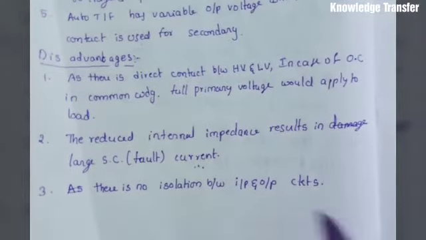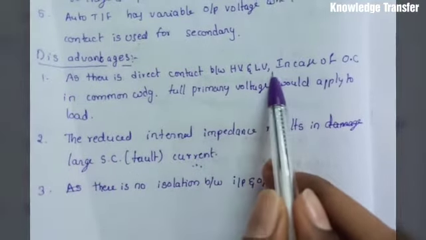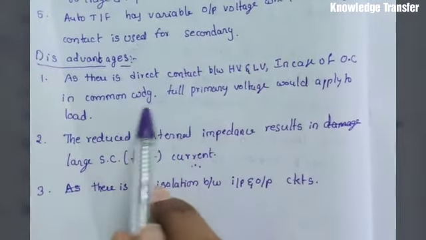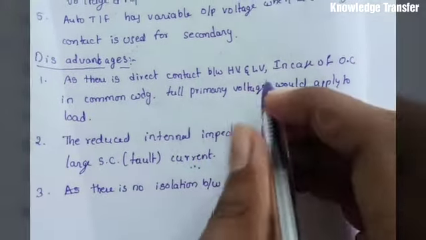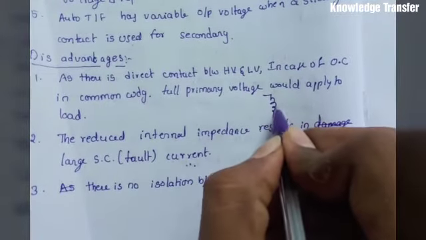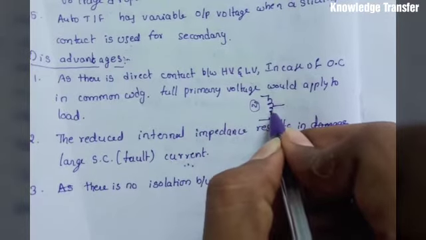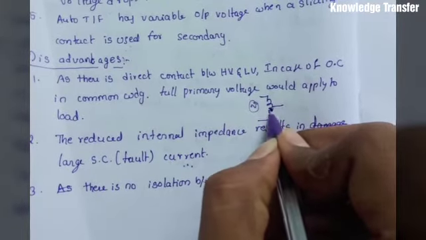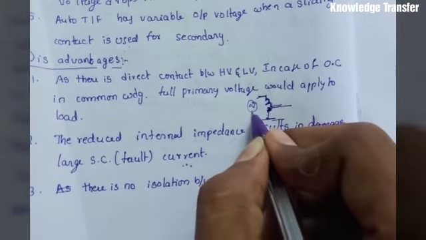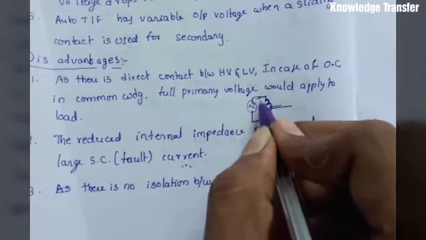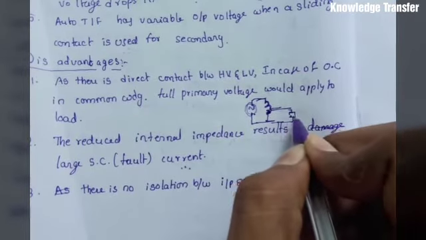Now we look into disadvantages of auto transformer. As there is a direct contact between the HV and LV, in case of open circuit in common winding, full primary voltage will apply to the load. That means, this is the auto transformer, this is the supply side. If there is any break in the common winding, this is completely connected in series with the load, hence the applied voltage is high. If this is the high voltage, this high voltage will apply to the complete load, hence there is damage to the load.